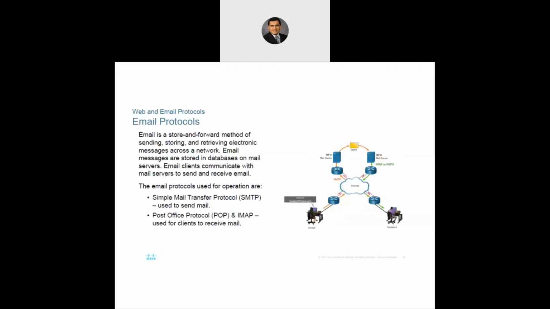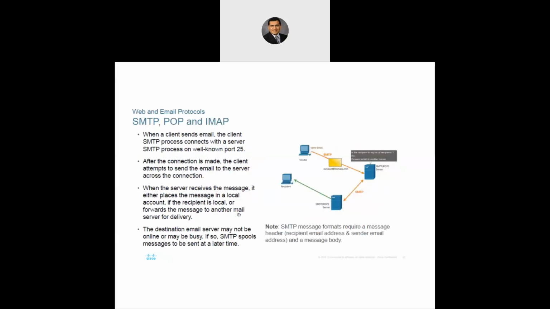Now, email is another application at the application layer which we use a lot, and there are some protocols associated with it. The first protocol is SMTP protocol. The next protocol is POP, Post Office Protocol, or IMAP. Both POP and IMAP are similar. There's a subtle difference between them which makes IMAP better.